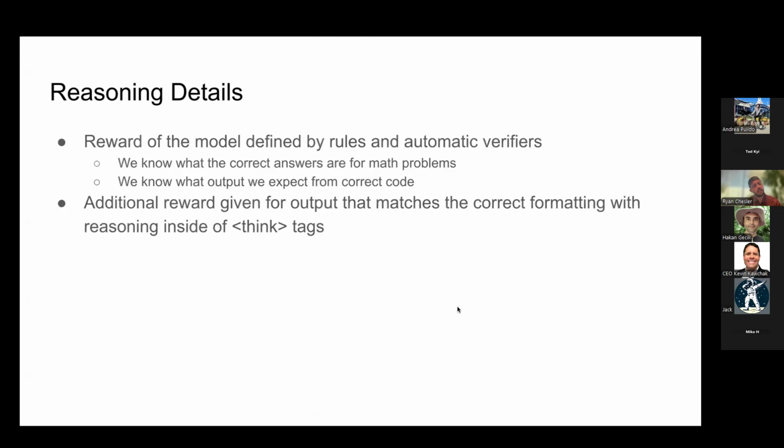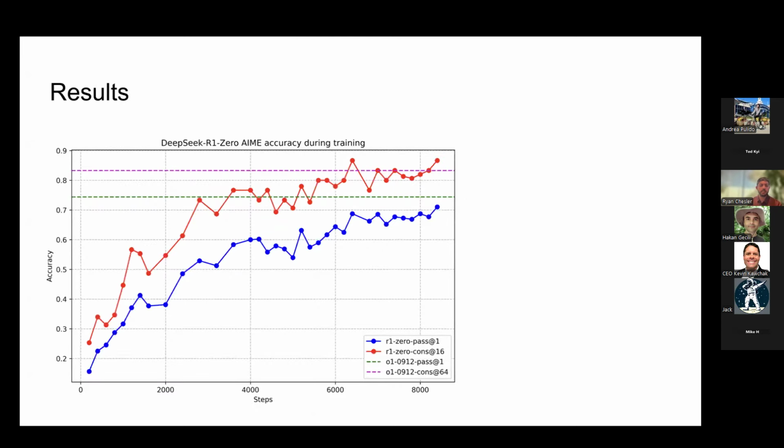And so, like I mentioned before, the reward of the model is defined by rules and automatic verifiers. So for math problems, they know what the correct answer is. For code, they know what the expected output is. And so they give it rewards for getting the correct answers, and then also giving it reward for putting things inside of the thinking tag correctly and the answer tag correctly, just to kind of constrain it to follow those directions.